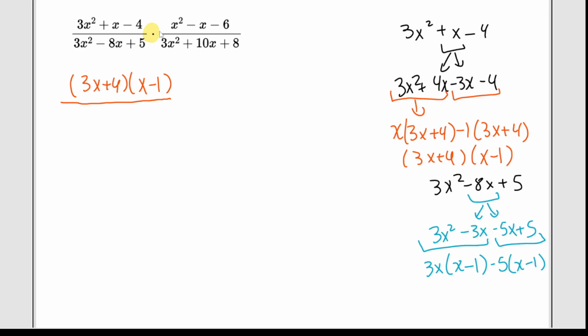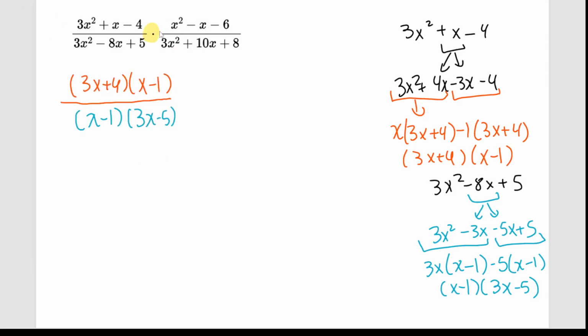Then we would have one parenthesis of what's the same, which is x minus 1, and one parenthesis of what's different, which is that 3x minus 5. So that denominator would factor into x minus 1 times 3x minus 5. And then we're going to keep on going.